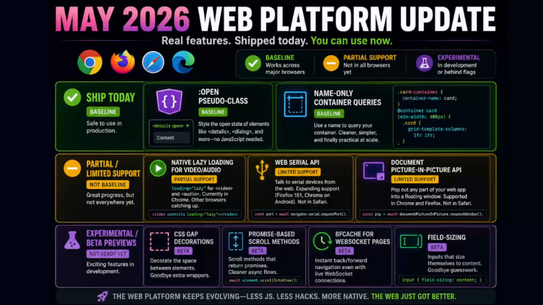Another thing that's important to notice is that we have partial limited support for native lazy loading for video and audio. We have Web Serial API, and we have the document picture-in-picture API. Then we have experimental beta previews. We have the CSS gap decorations. We have the promise-based scroll methods, and we have the BF cache for WebSocket pages and field sizing. The web platform keeps evolving. We have less JavaScript, less hacks, more native. The web just got better.